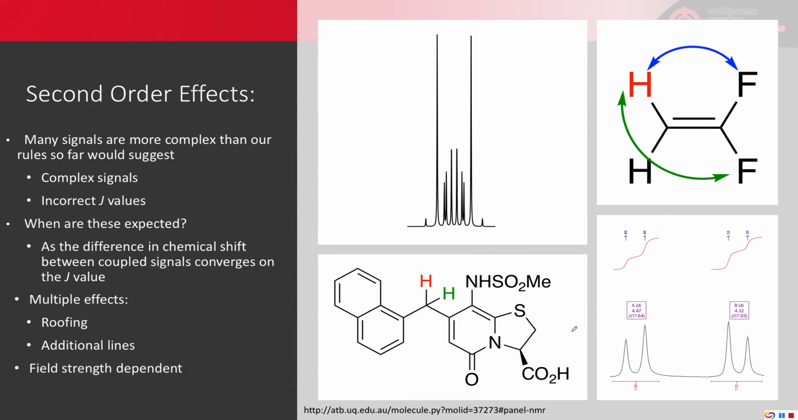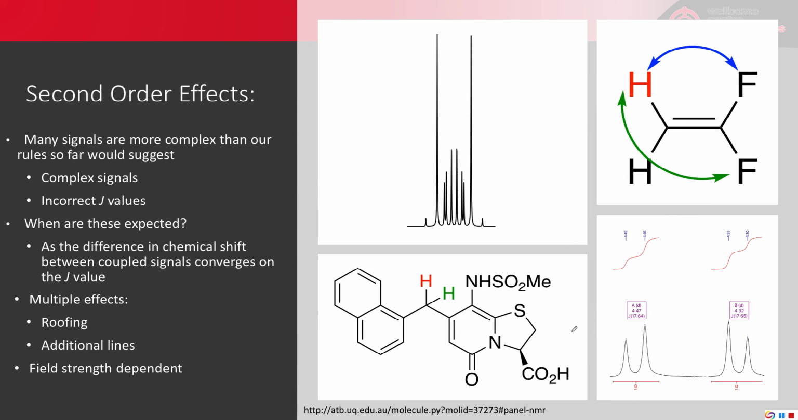Because these nuclei are not identical, they can couple to one another. This causes something called second-order effects. So you will observe that many signals are more complex than the rules we've seen so far would suggest, and talk about complex signals and incorrect J values like the aromatic we started with. Now, often these are due to a phenomenon called strong coupling, which causes second-order effects. Now, this is seen when the difference in chemical shift between coupled signals converges on the J value. And typical effects are roofing and additional lines.